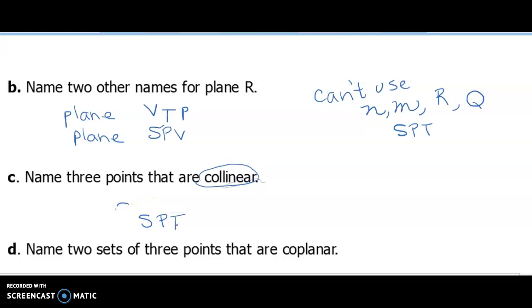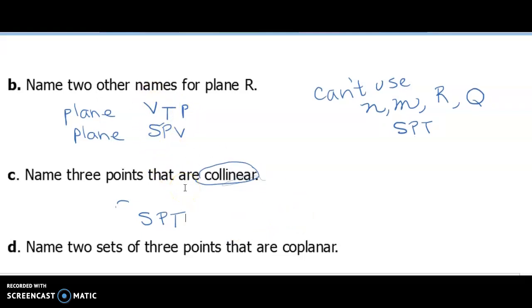Name 2 sets of 3 points that are coplanar. Well, guys, these are coplanar, right? So let's just use those. That'll make it easy. So VTP is one and SPV.